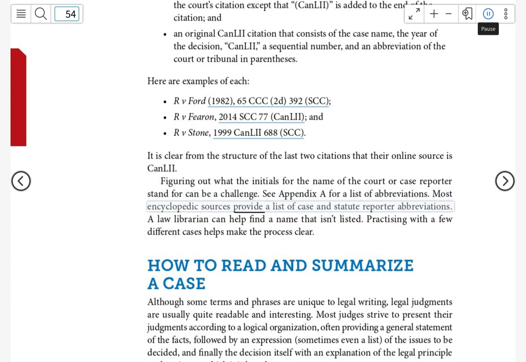Most encyclopedic sources provide a list of case and statute reporter abbreviations. A law librarian can help find a name that isn't listed. Practicing with a few different cases helps make the process clear. How to read and summarize a case.